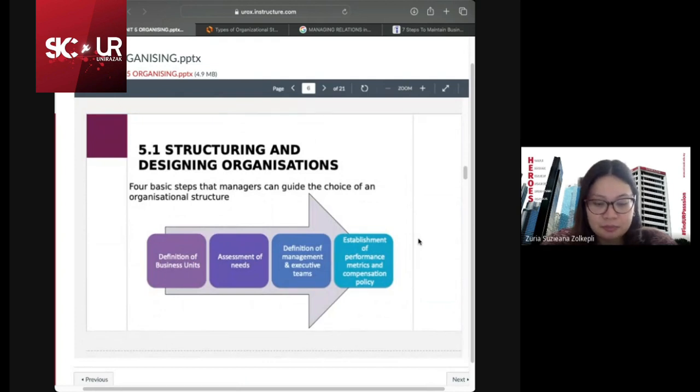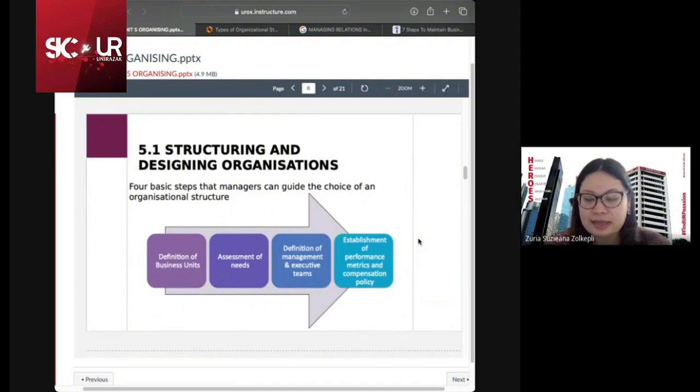Okay, so before we start talking about organizing, or structuring and designing an organization, I'm going to share with you first the organizing process. Basically there are five organizing processes. The first one: if you remember, I said that it must align with the goal, right? So the first step is to make sure that during organizing, the company's structure is aligned with the company's mission and vision that we have learned in previous classes, right?